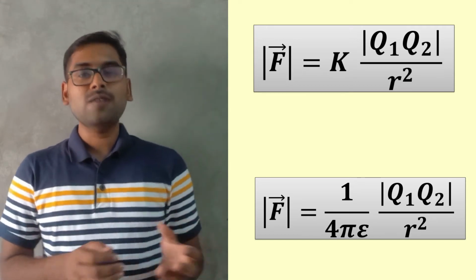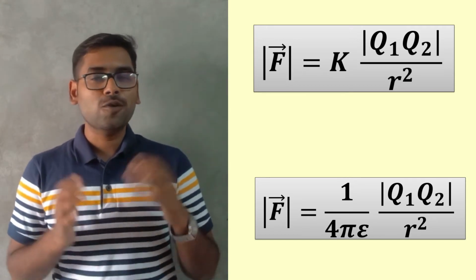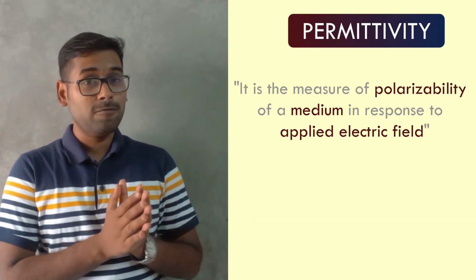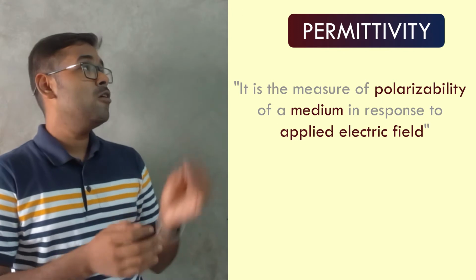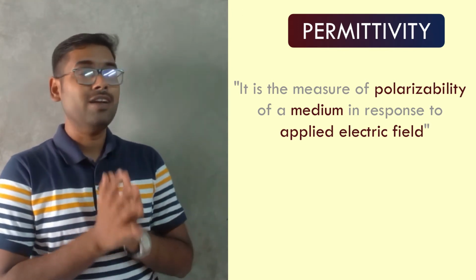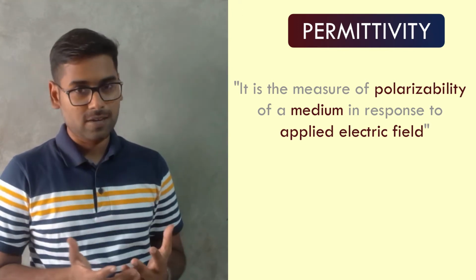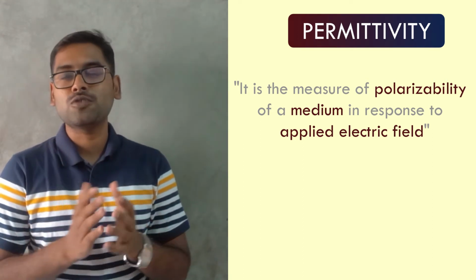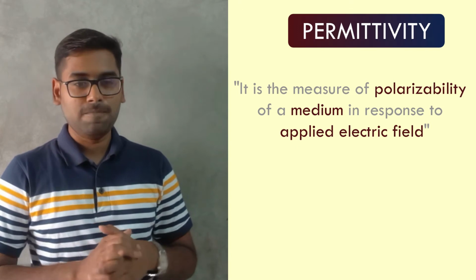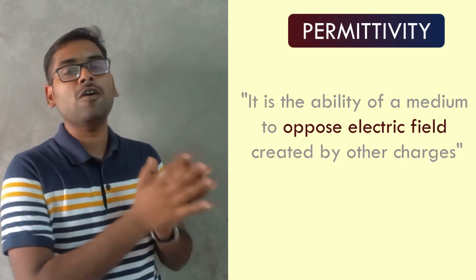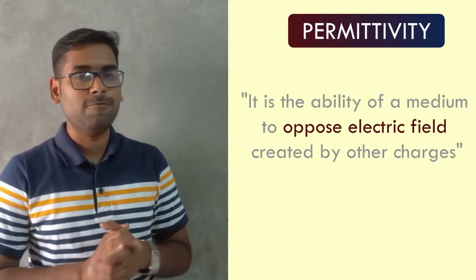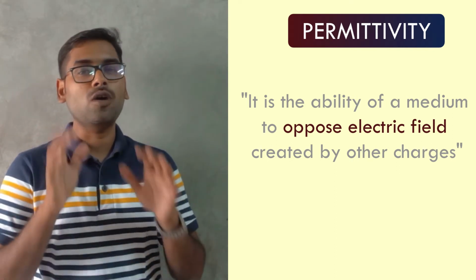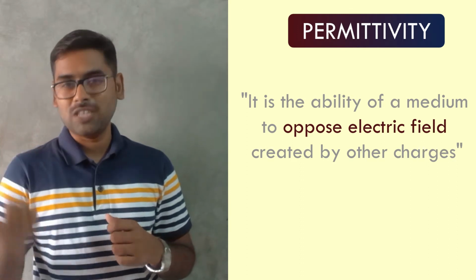Now, to understand more about this property, let us look at the definition of permittivity. Permittivity is the measure of polarizability of a medium in response to the applied electric field. In simple words, it is the ability of a medium to oppose the electric field created by the charges.